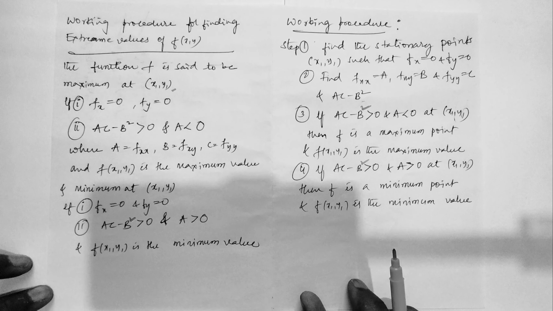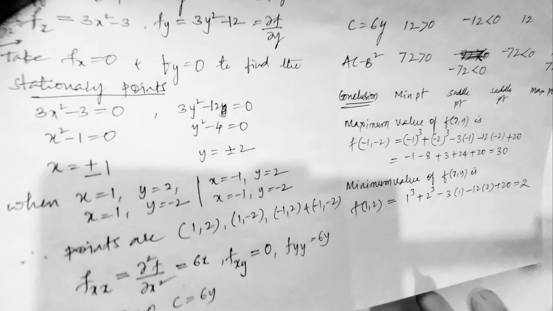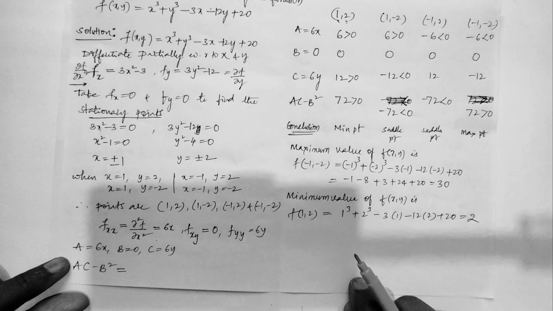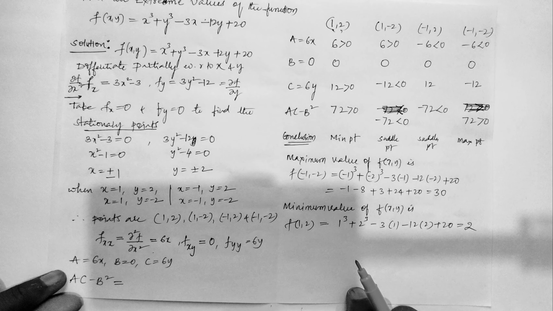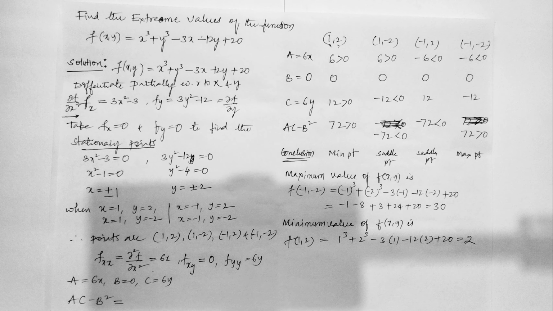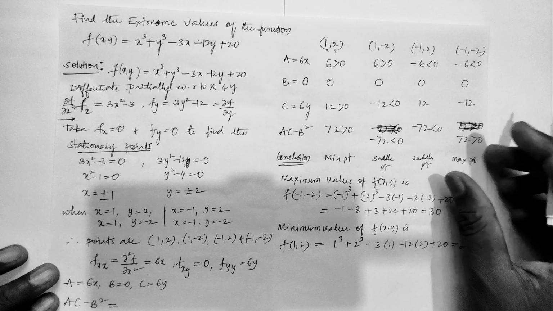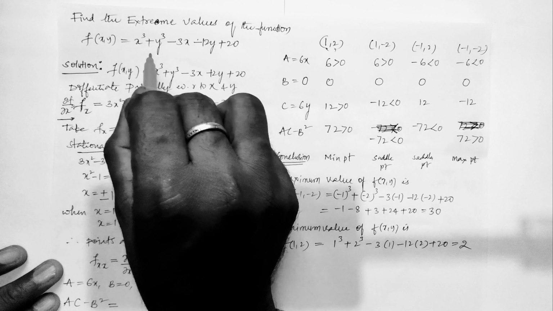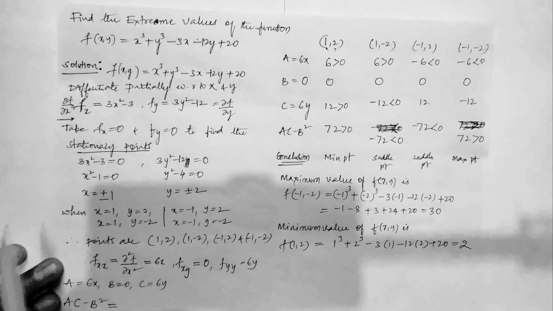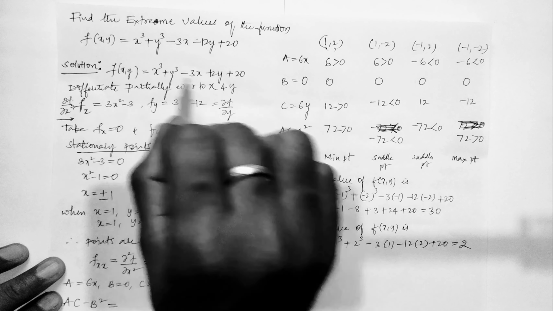Okay, fine. Now let us discuss one example based on this concept. The example is very simple. Let us find the extreme value of the function f of x comma y equal to x cube plus y cube minus 3x minus 12y plus 20. So let us write the given function as it is.